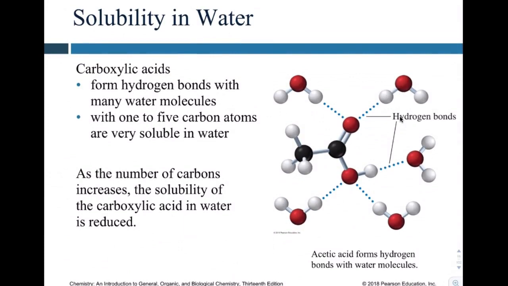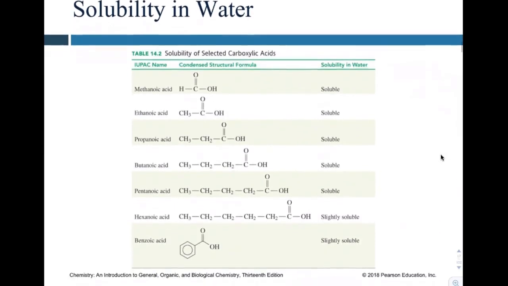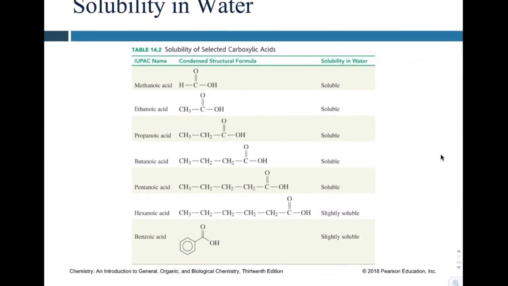So because of that, because of the hydrogen bonding that it forms, it will dissolve in water. 1 to 5 carbons are very soluble, and then once you get 6 carbons, you start to get less soluble, so slightly soluble, but all the way up to pentanoic acid, completely soluble in water. So you can see that as we get more polarity on this end, it kind of overpowers the nonpolar end here. But eventually you get to the point where that nonpolar end gets too long, and then it's not going to dissolve very well.